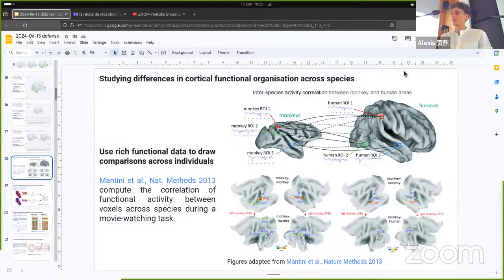Apparently Nancy Kanwisher, by the way, Nancy just got the Kavli Prize, which is a super important prize, together with Doris Tsao and Winrich Freiwald. So we're very happy for them.